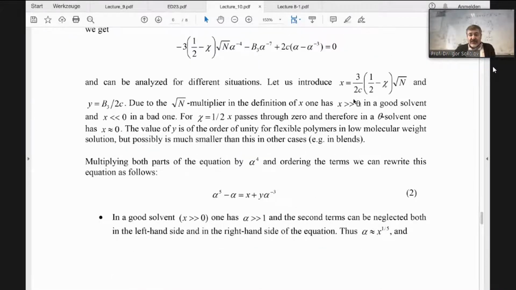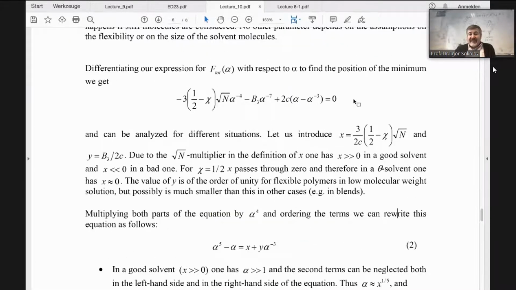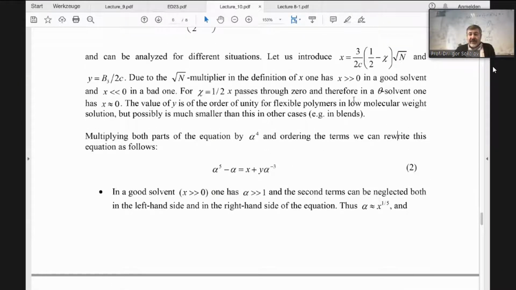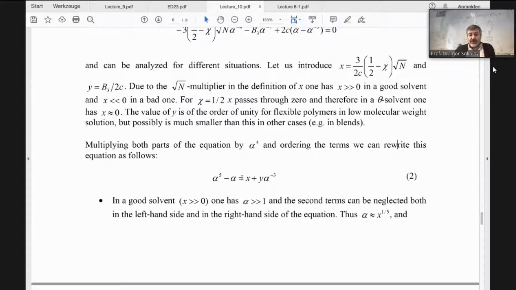Now let us have a look at what happens exactly at 1/2. Where is my equation? x is equal to 0. There is no parameter here. Alpha is of the order of unity. It's a number. It depends on y, but it's a number.